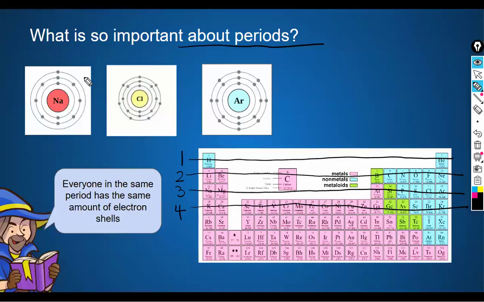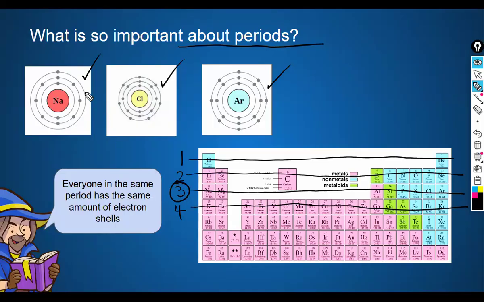You notice these 3 guys here? Let me know in the chat. Sodium, chlorine, and argon. Which period do they belong to? All 3 of them belong to one period. What is that one period? It's not a trick question. People are always saying I'm trying to trick them, right? I'm not trying to trick you. Straightforward question. It's period 3, and you all are correct.